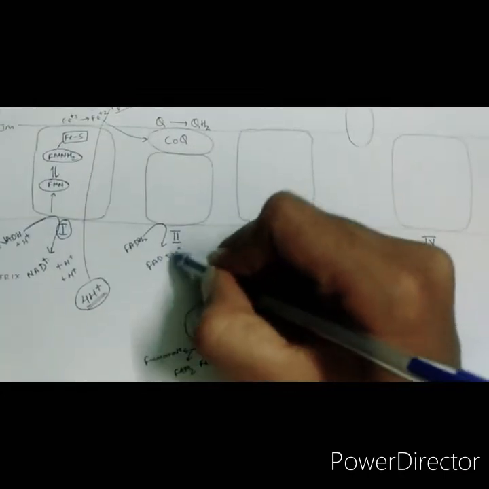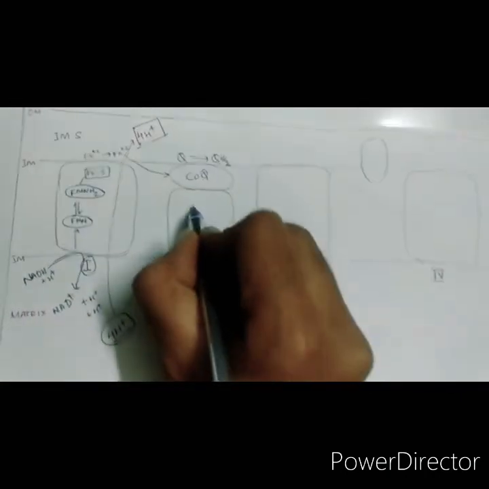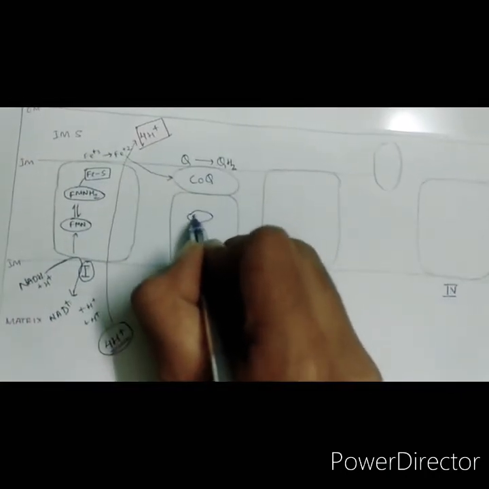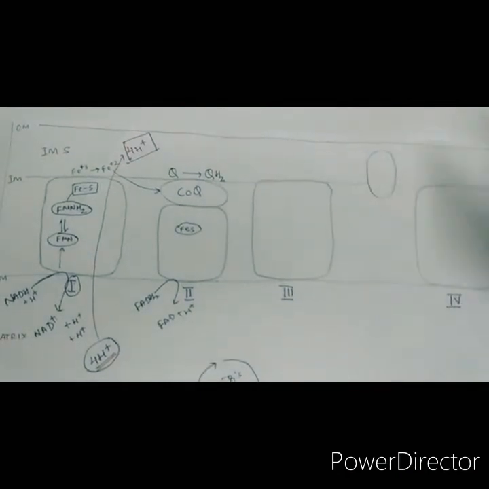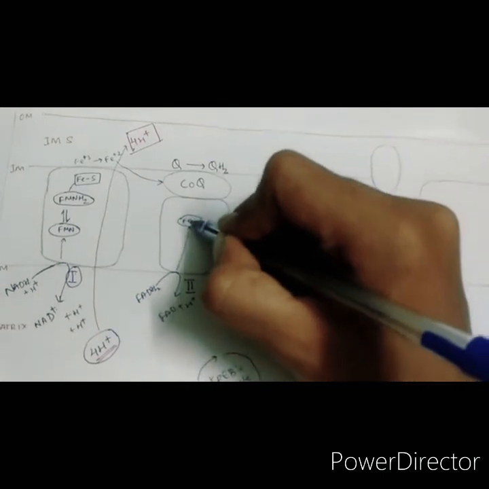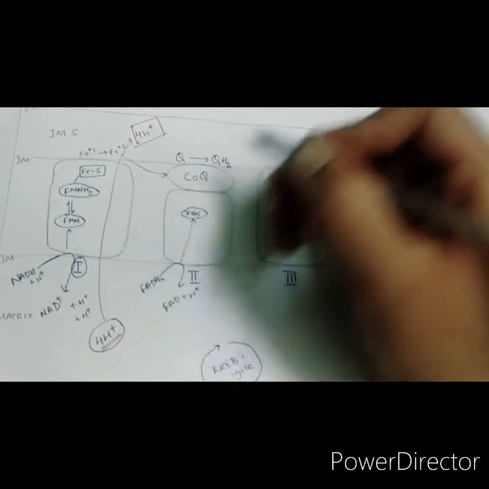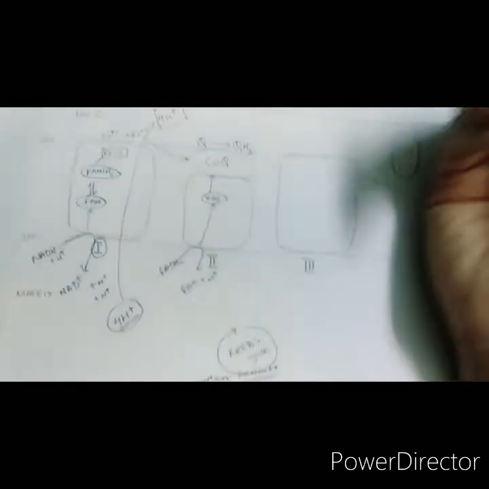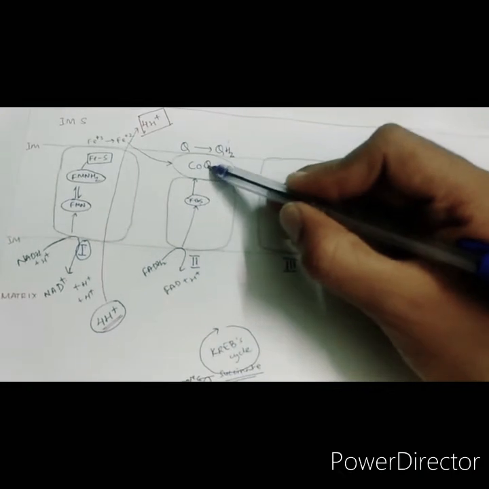Now these electrons or these hydrogen ions are accepted by iron sulfur proteins, right? Similarly here also, ferric and ferrous states, depending on whether they accept the electrons or lose the electrons. These iron sulfur proteins again transfer the electrons to coenzyme Q. So again this coenzyme Q gets reduced to coenzyme QH2. So there are two pathways by which coenzyme Q is reduced.